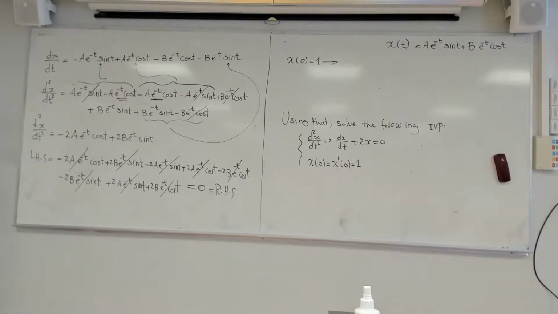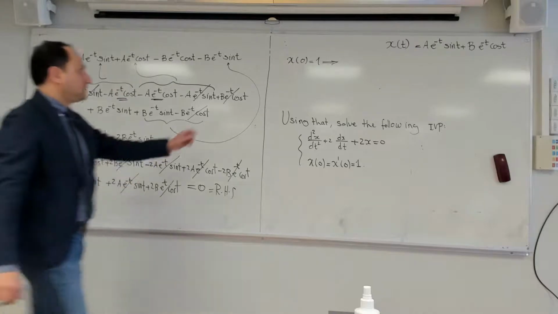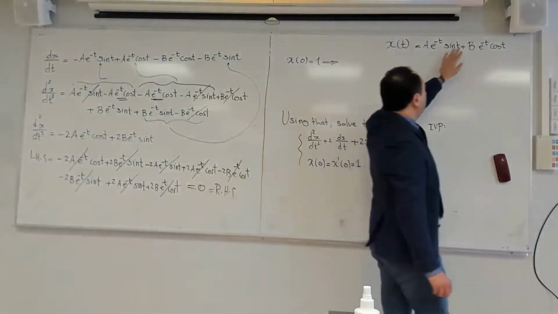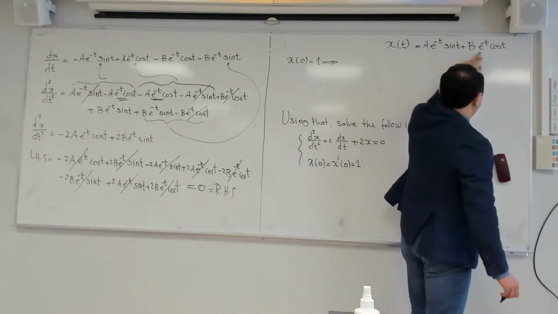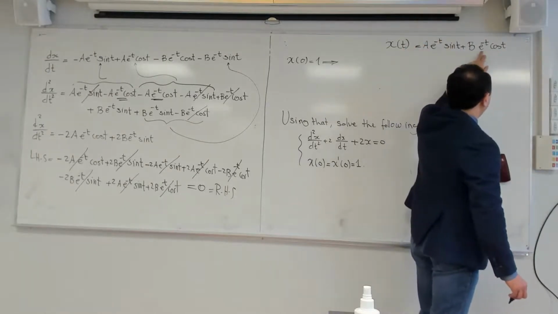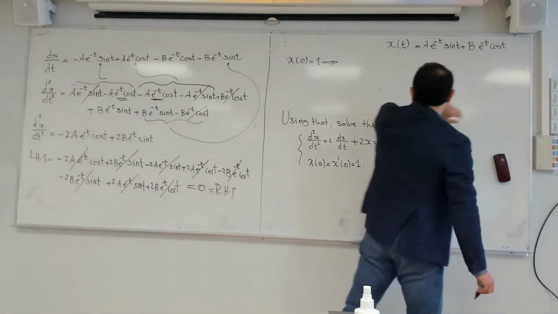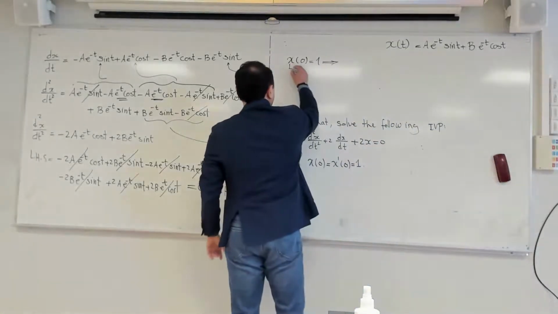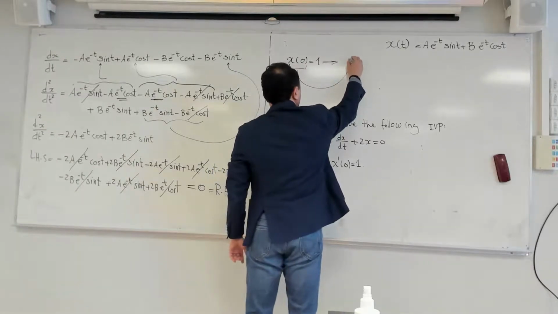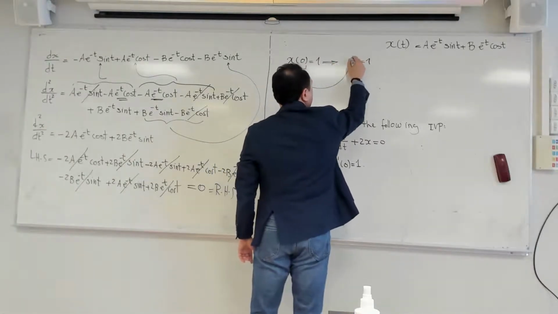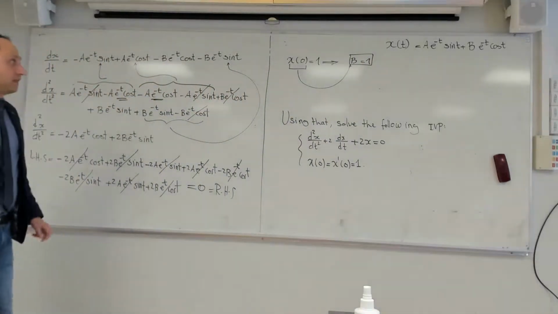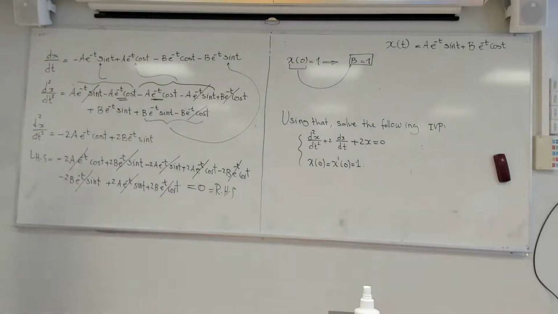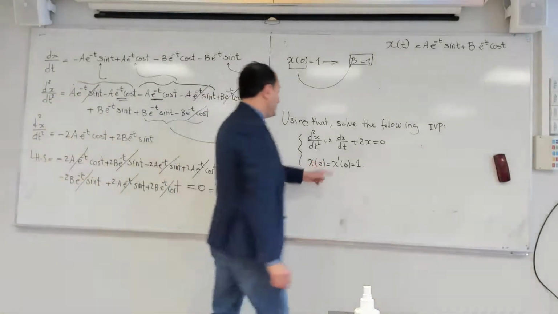B is 1. B is 1, yes? Because if I put 0 instead of t, the first term completely vanishes because sine of 0 is 0. But if I put 0 here, cosine of 0 is 1, e to power 0 is 1, so it becomes b. So if you ask me what is x of 0, I would say x of 0 is b. And it is equal to 1. So b is equal to 1. Yes? And then I have to use the other condition.